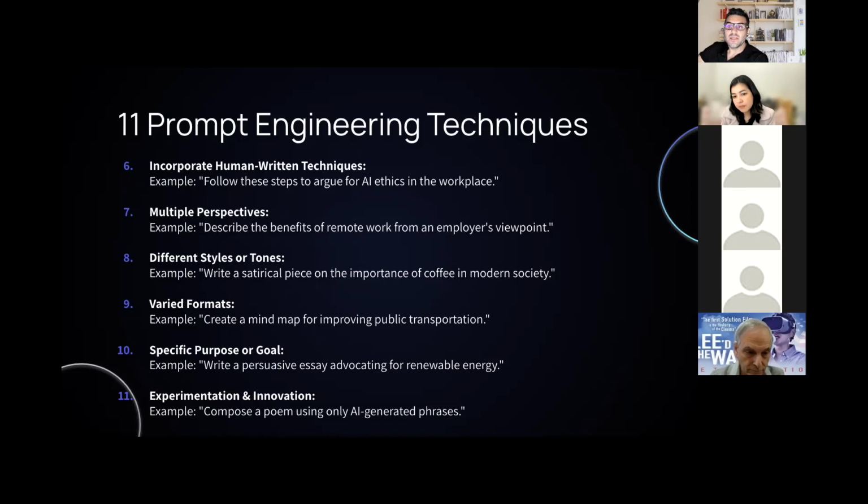And then different styles or tones. You could ask it, write a satirical piece on the importance of coffee in modern society. And then you could ask it for varied formats, like create a mind map for improving public transportation. Specific purpose or goal: write a persuasive essay advocating for renewable energy.